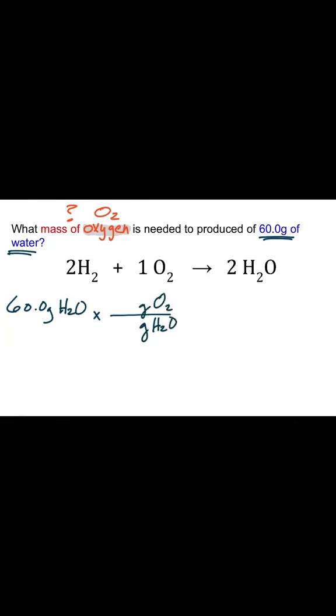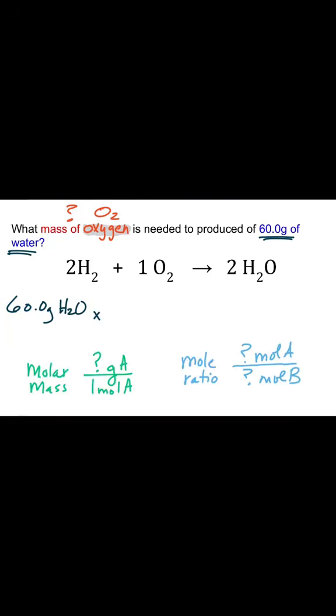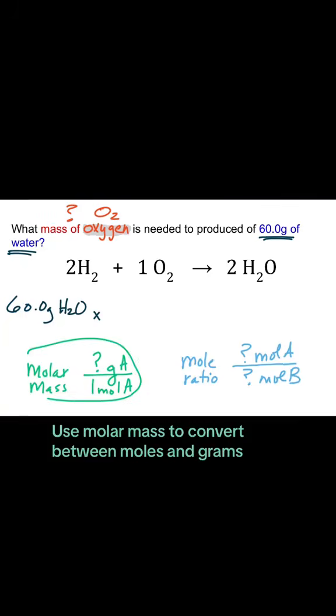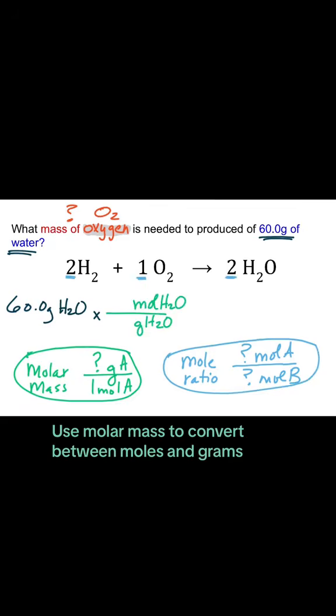There are only two options that you have. Those options are molar mass, which is grams and moles of the same substance, and then a mole ratio. And that comes from the coefficients in the reaction. First, I need to get to moles of water. So I'm going to use 1 mole here, and that's 18 grams of H2O. That's the molar mass of water.